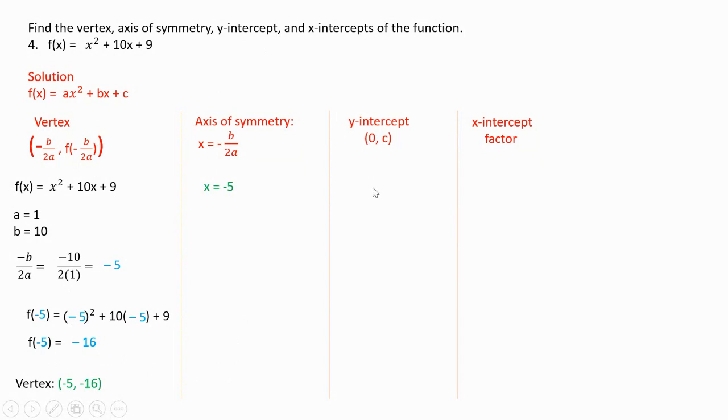Now for the y-intercept, that's very visual, which will just be the 9. C equals 9. So that's my y-intercept. And you write it as (0, 9) because it's a point.